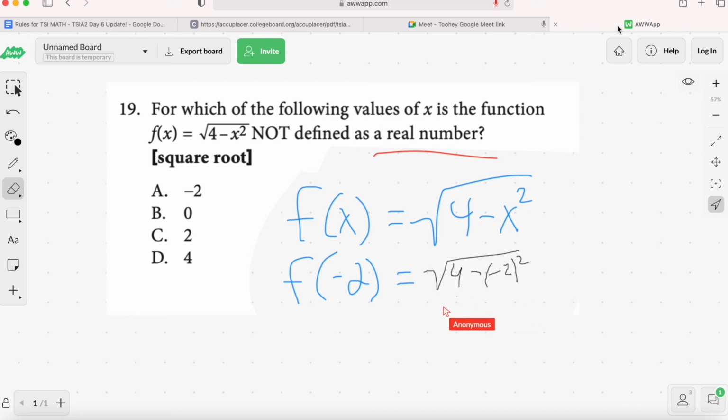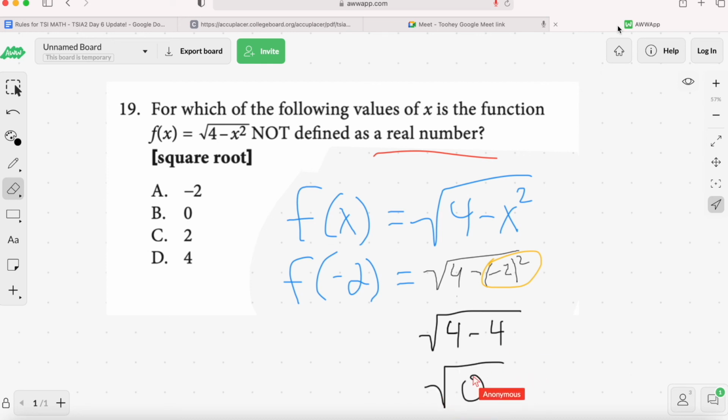So inside the square root sign, we've got 4. Now you did minus 4. Yes, because it's PEMDAS here. We got to do the exponents first. And what's negative 2 squared? That's positive 4. Absolutely. So that's 4 minus positive 4. What's 4 minus 4? 0. So that gives us the square root of 0.